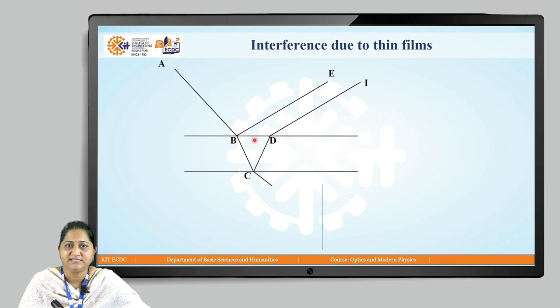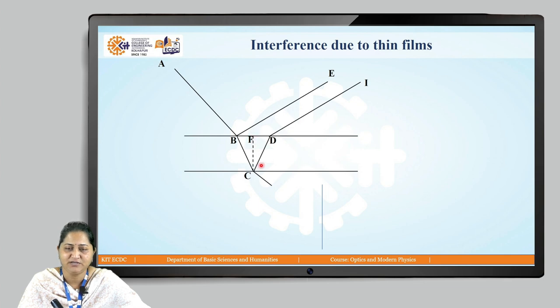Right? Now these rays BE and DI are parallel to each other, but they are not normal to the surface, and hence there is some path difference between the rays BE and DI. To find out the path difference between these parallel rays, we have to draw a normal from point D on ray BE. So let's make some constructions to find out the path difference between ray BE and DI. So let's draw normal CF.